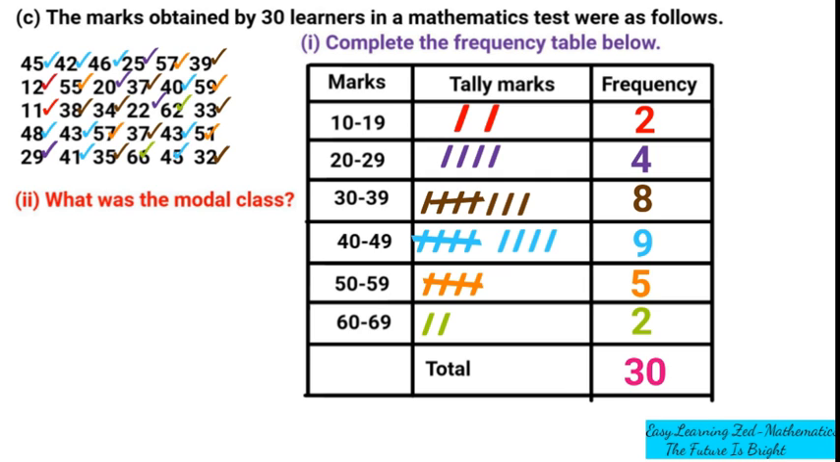Now when you look at the numbers that appear the most, we have numbers between 30 and 39, appearing 8 times. Numbers between 40 and 49 are appearing 9 times. These are the highest, which means 9 is the highest between the two. So the biggest number is 9, which means the modal class is 40 to 49.